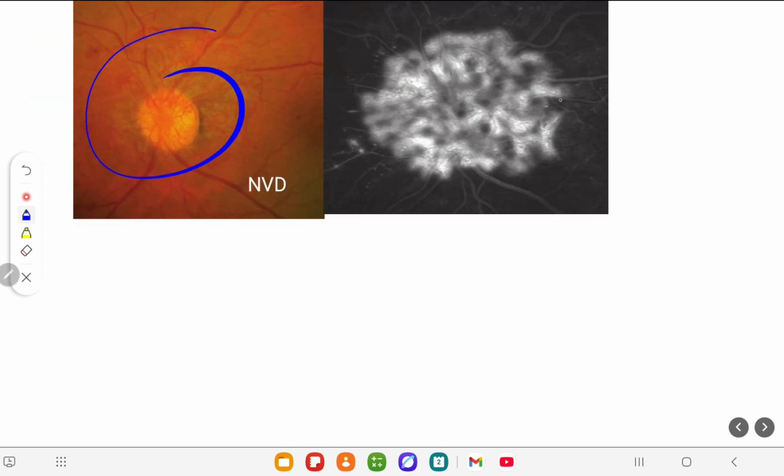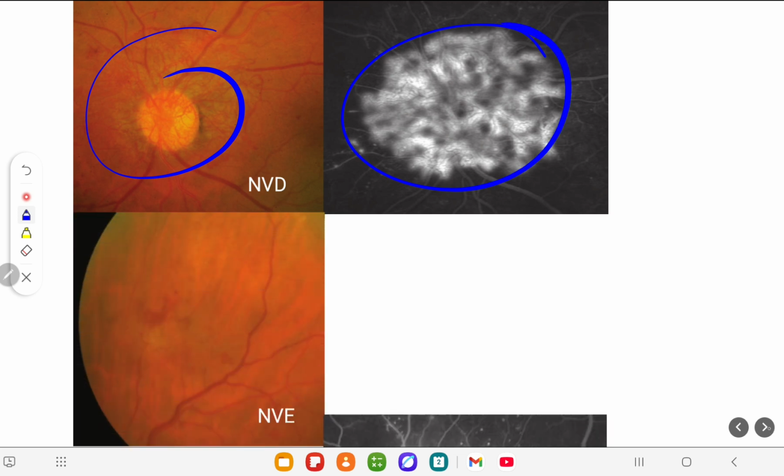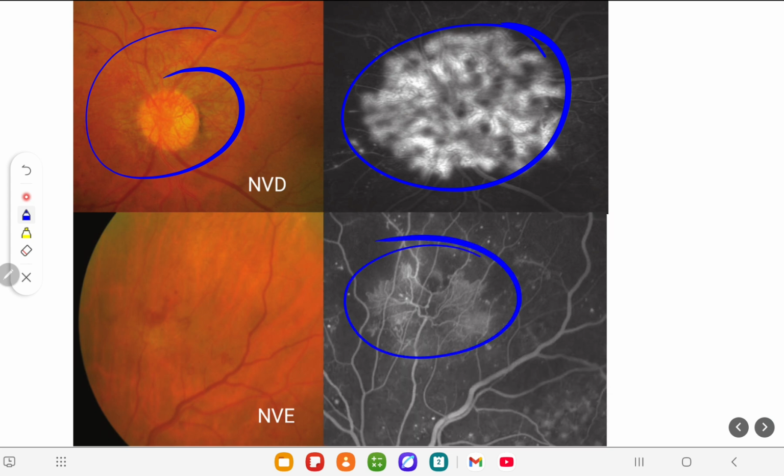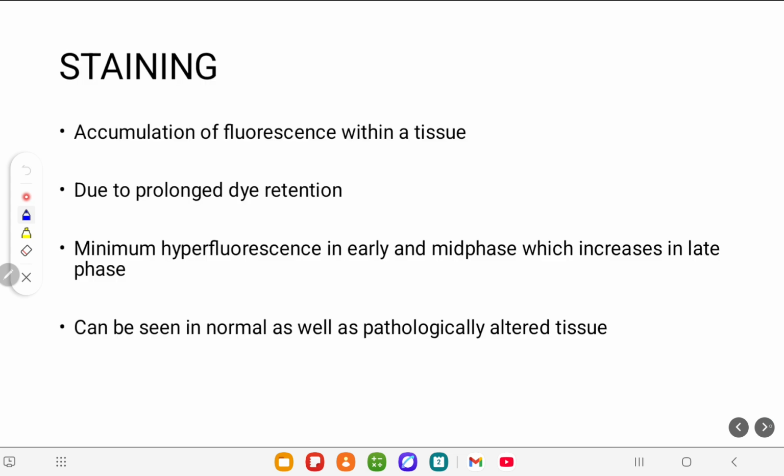So can you see the neovascularization? See in FFA. Can you check neovascularization elsewhere? Then in FFA, it's clear neovascularization.